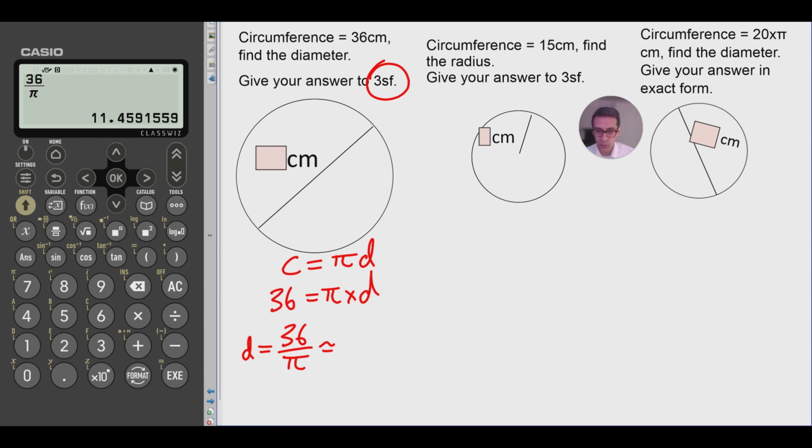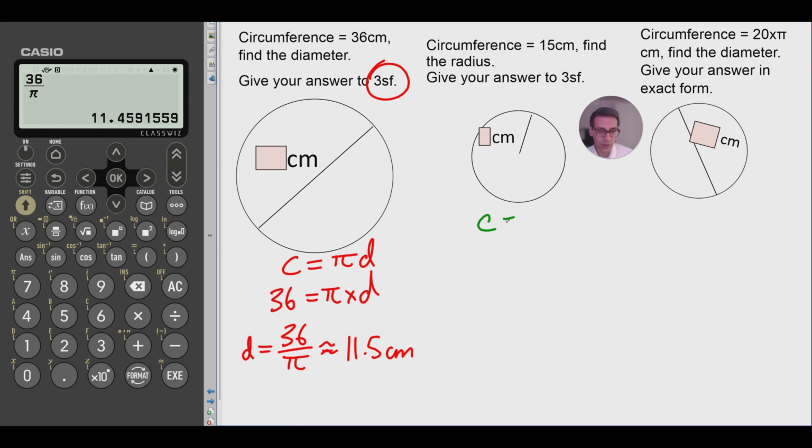I'm going to do a wavy line here because it's approximately, I'm going to round it to 3 significant figures. So the first significant figure is the 1, the second significant figure is the second one, the third significant figure is that 4. Then I can see that the digit after that is a 5, so it's going to be 11.5 centimeters.